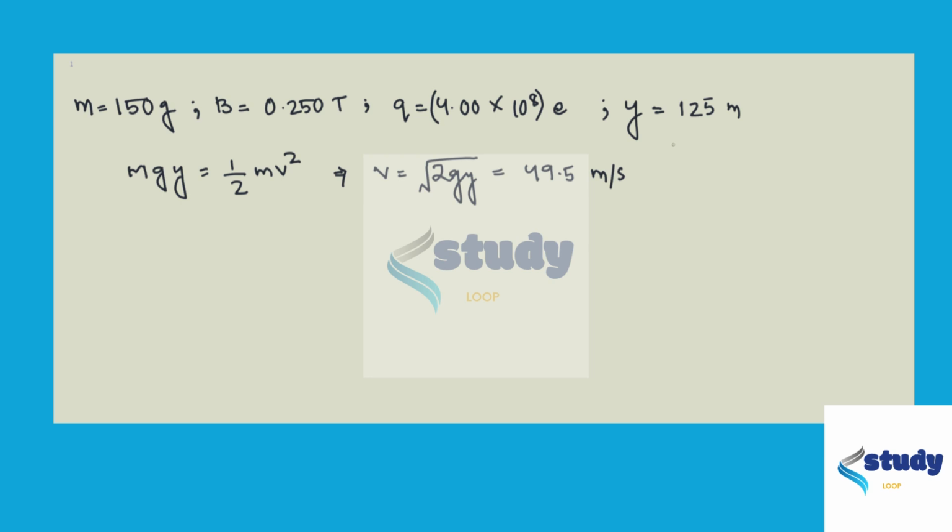Now, since the ball is dropped, the direction of this velocity is downward, and we are given vector B. Let's write it over here. The direction of B is told to be towards west. Now, using the right hand rule, the direction of force is given by the direction of v cross B, right?